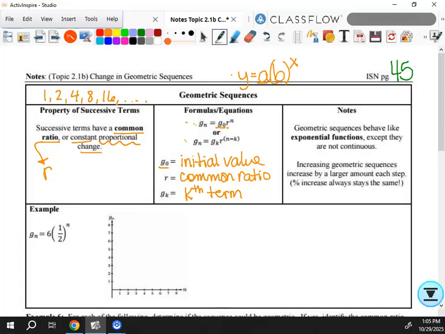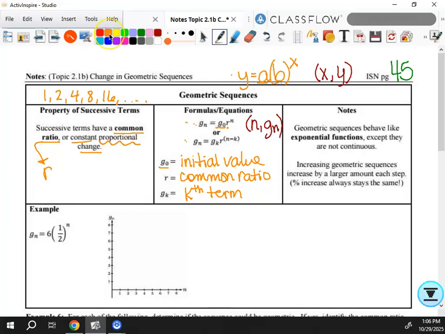So for our x and y's, or for our functions that we're used to, this is an xy relationship. For our sequences, your input is n, your output is g sub n. Just like yesterday, our input was n and our output was a sub n because it was arithmetic. This is g for geometric, okay? So that's how our little ordered pairs work.